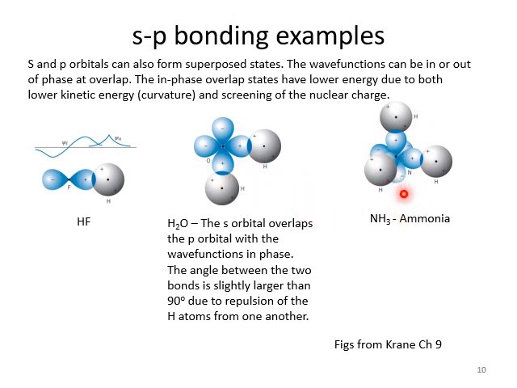And here's another example of p to s bonding. Three hydrogens, they've got the 1s states, and each of them comes in to interact with one of the p orbitals on the nitrogen.